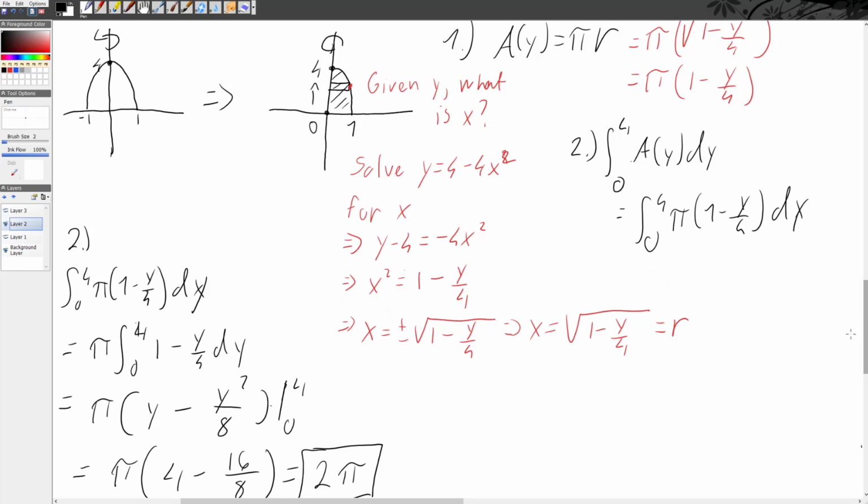Right. So for this problem, I really do just want you to note the difference between integrating with respect to y and integrating with respect to x. You really do have to draw your graph, and you have to draw the disk as well.